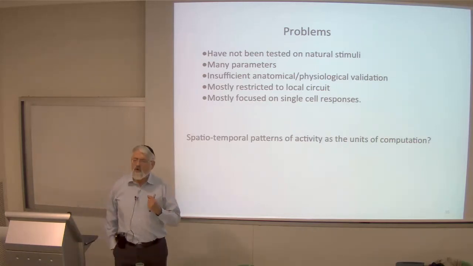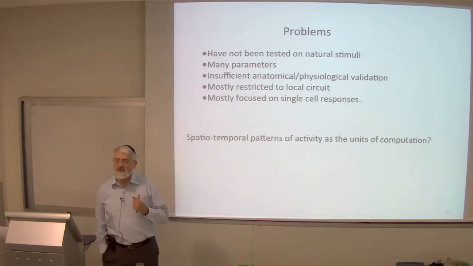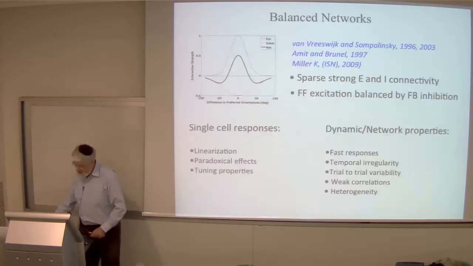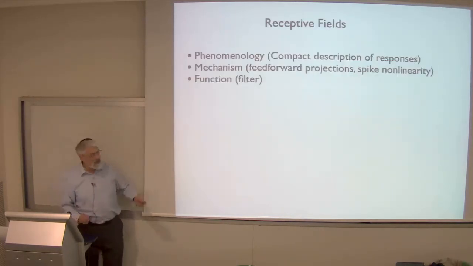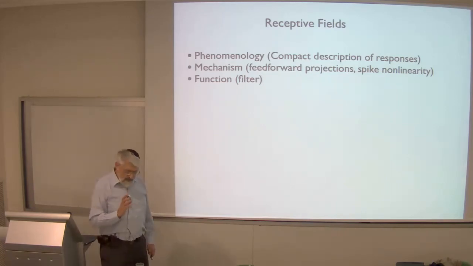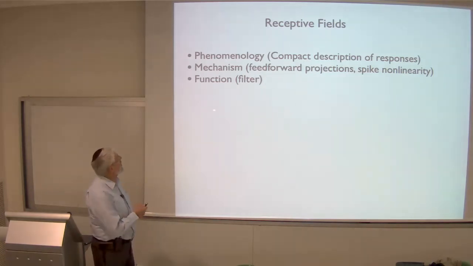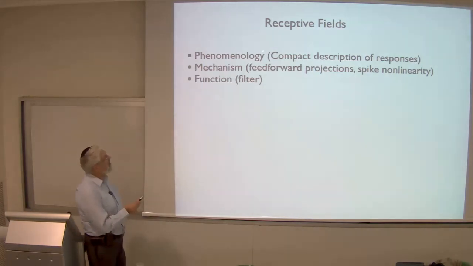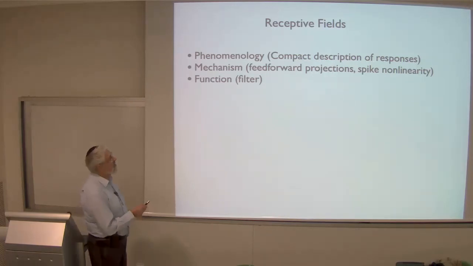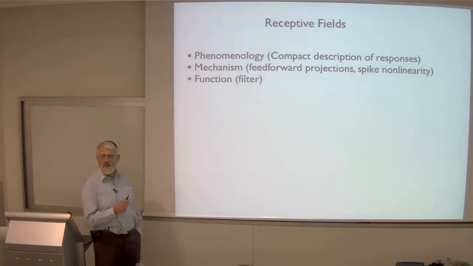What are these network models attempting to achieve? You remember when I asked about receptive fields, I said, well, this is what they try to achieve. And I want you to be aware of that, of the network model that I was describing so far. Basically, they have this as primary goal: compact description of responses, but maybe at the network level. So the phenomenological aspect I want to emphasize.